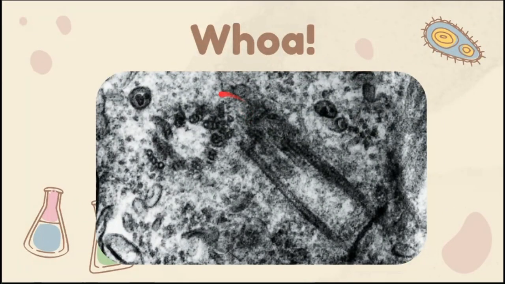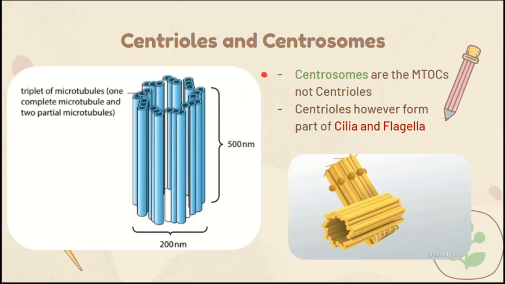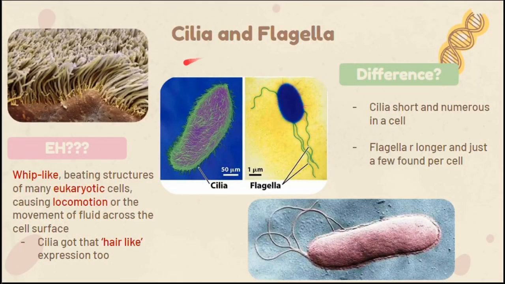Micrograph. We can see the centrioles right angled to each other. One is visible in the longitudinal section, and the other clearly showing the nine triplets in the transverse section. Important to note that the MTOCs in nuclear division are the centrosomes, not the centrioles. However, when it comes to cilia and flagella, the centrioles do act as MTOCs. They form part of the cilia and flagella.